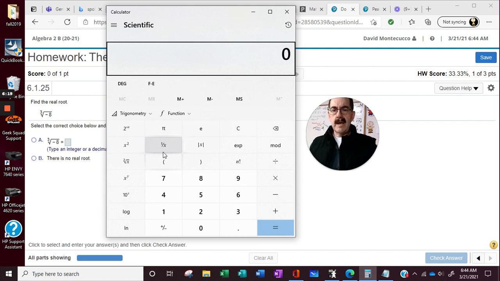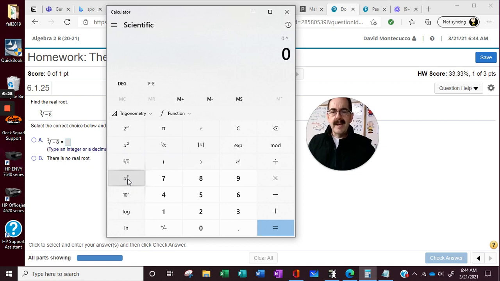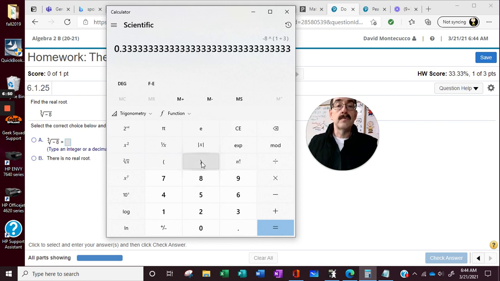Okay, so now cube root. Cube root, we would need to rewrite that to the 1/3. So I'm going to go y to the x, cube root of negative 8. Clear. 8, change the sign, raised to the power of 1/3. Nope. 1/3, close.